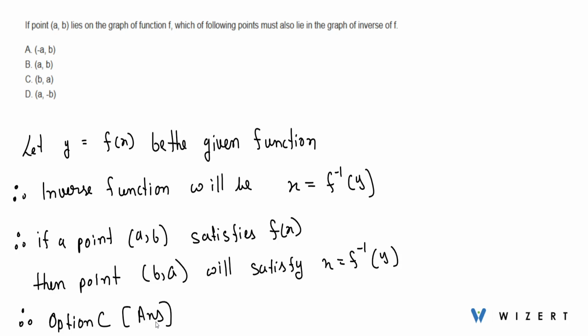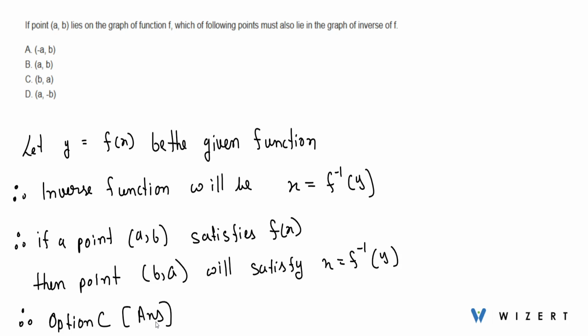Now for better understanding, we know that for a function we require a domain and a range. Now in case of inverse function, domain and range are reversed. So the range becomes the domain and the domain becomes the range.